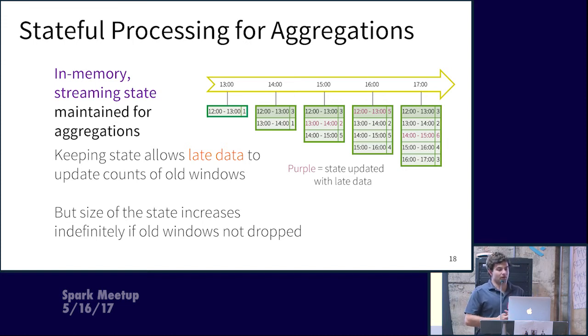So for stateful processing aggregations, this basically means that you have to save some state across executions, incremental executions of your query. So how do we do this? We keep an in-memory streaming state maintained for these aggregations. Once we have this in-memory state, when late data comes in, we can just update the existing state and update the counts of old windows. And this is how we handle late data.